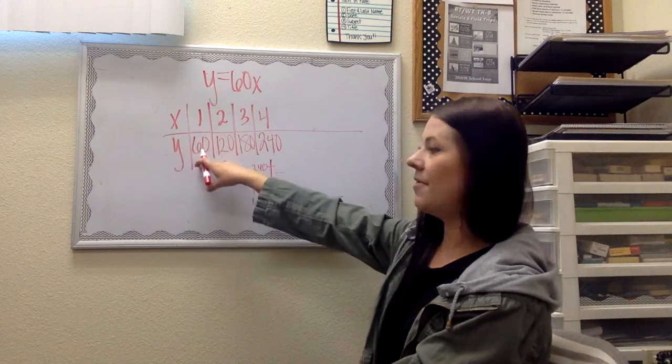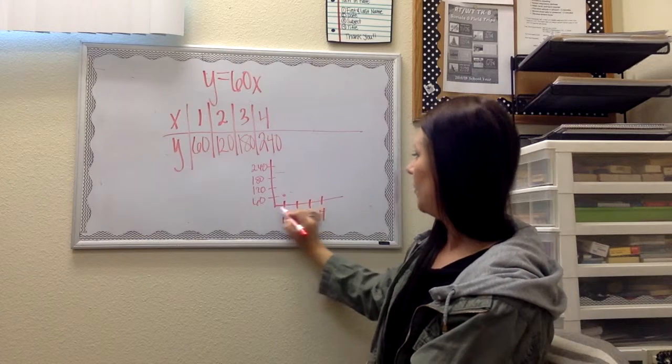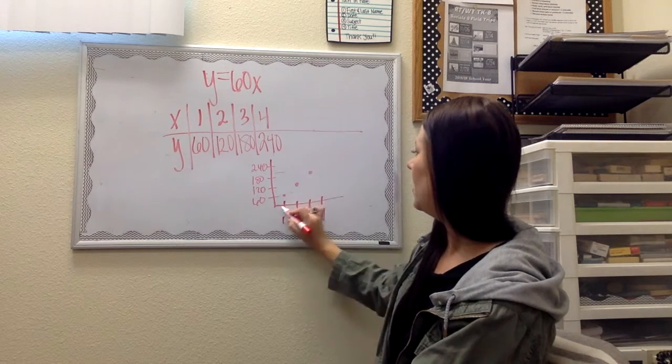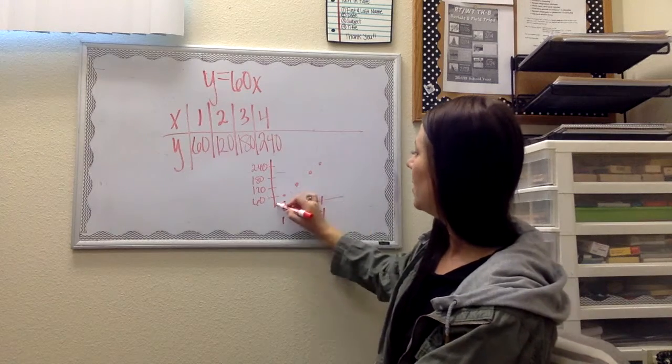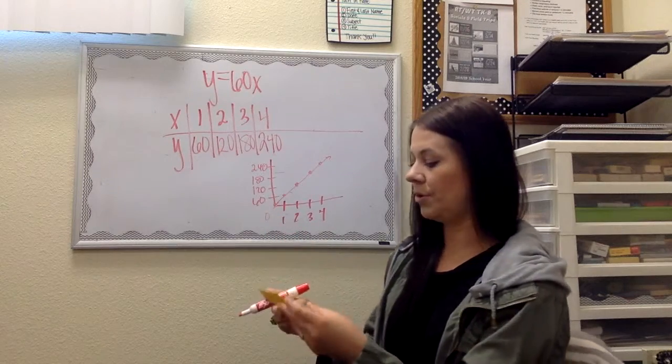Graph your x and then your y. So go to the 1 on x and the 60 on y. Go to the 2 on x and the 120 on y. 3 and 180. 4 and 240, and we know it goes through 0, 0 because it's proportional.